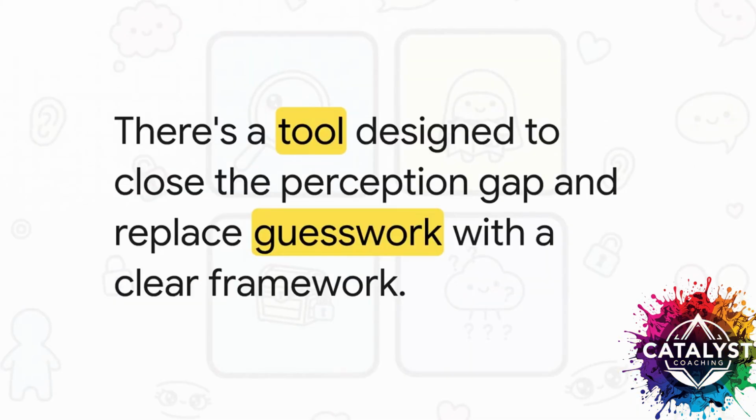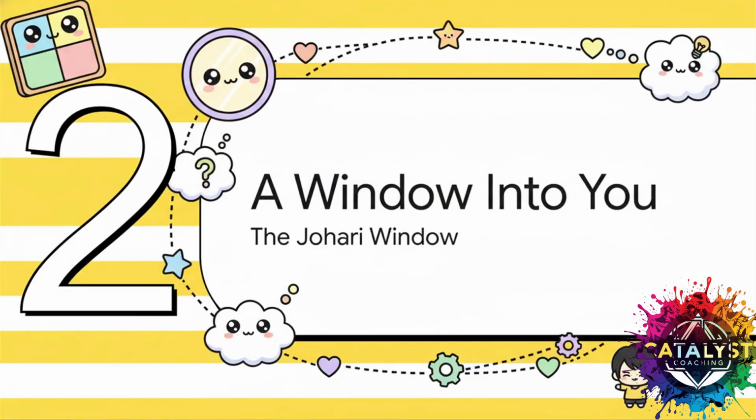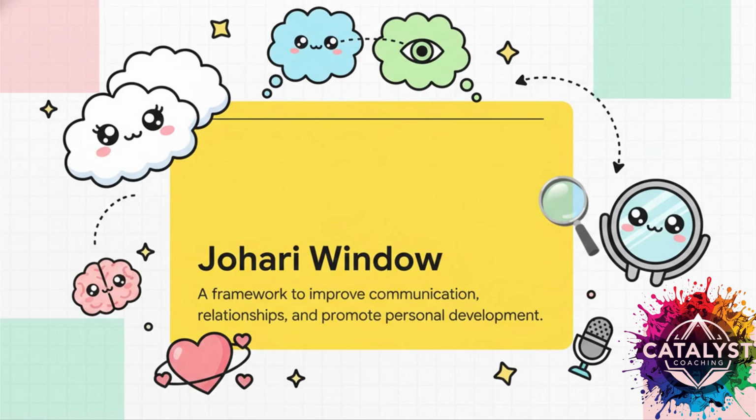But what if you could replace all that guesswork with a clear, simple framework? Well, you can. There's a tool that's brilliantly effective at doing just that. Okay, let's dive into it. It's called the Johari Window, and it's a simple but really profound model for taking a good look at ourselves and our relationships. The best way to think of it is like a map for your own self-awareness.